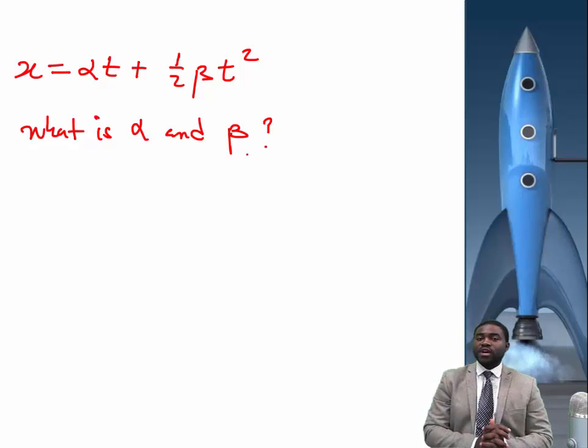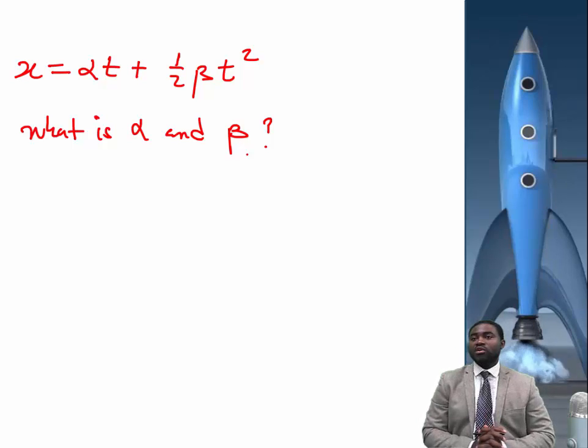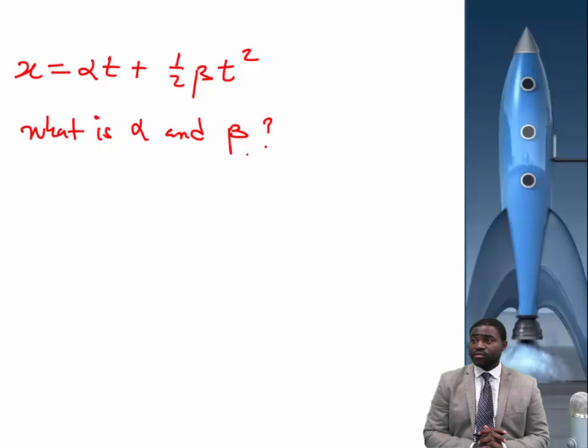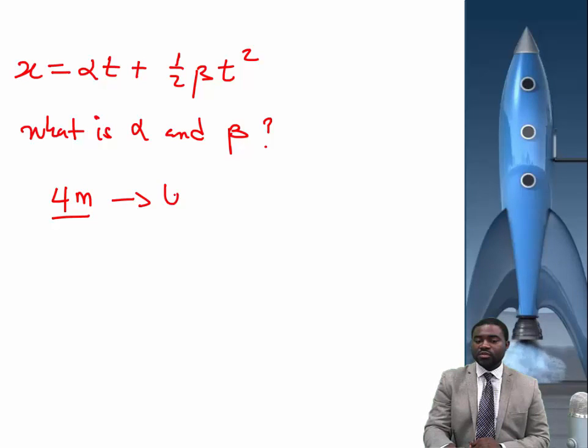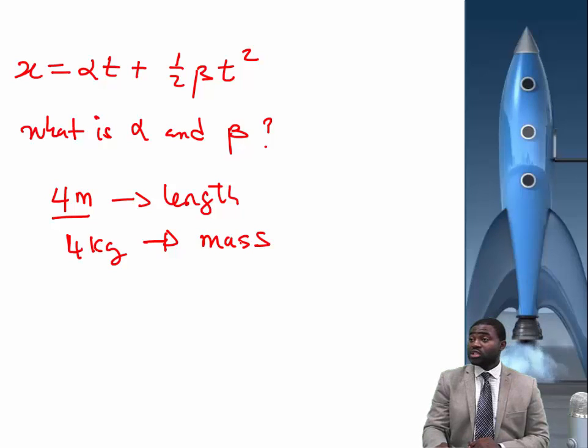In order for you to identify a physical quantity, we need to know its units, right? For example, if we have 4 meters, automatically we will know that this represents what? A length. But if we have 4 kilograms, automatically we know that this represents what? A mass. The reason we can tell the difference is because of units. Do you understand me?